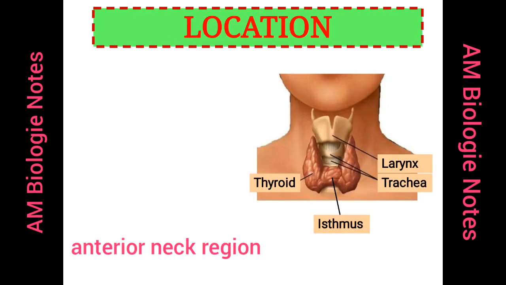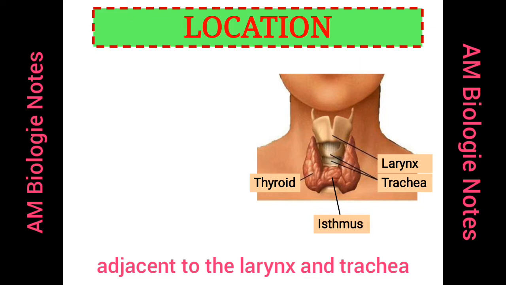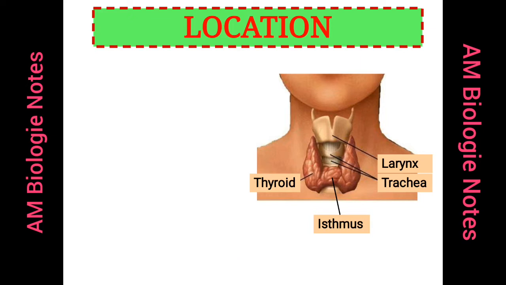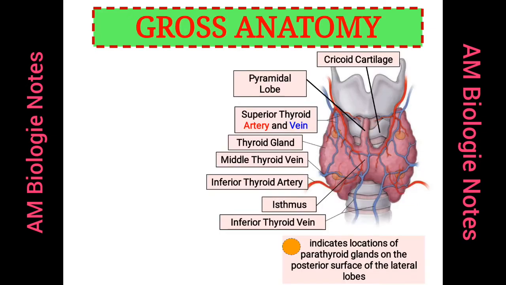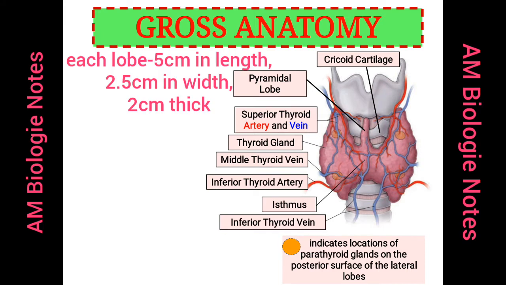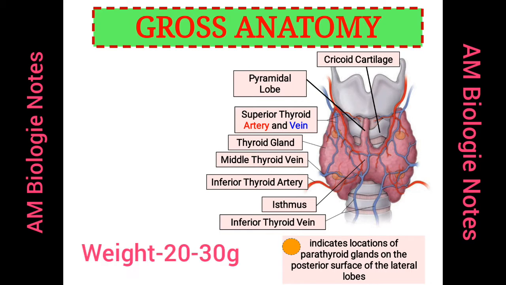The bilobed thyroid gland in human is located in the anterior neck region, adjacent to the larynx and trachea. The lobes are lying on either side of the larynx and upper trachea. The thyroid gland is one of the largest endocrine glands. The two lobes, each approximately 5 cm in length, 2.5 cm in width and 2 cm thick. In adult humans, the weight of thyroid gland is between 20 to 30 gram.